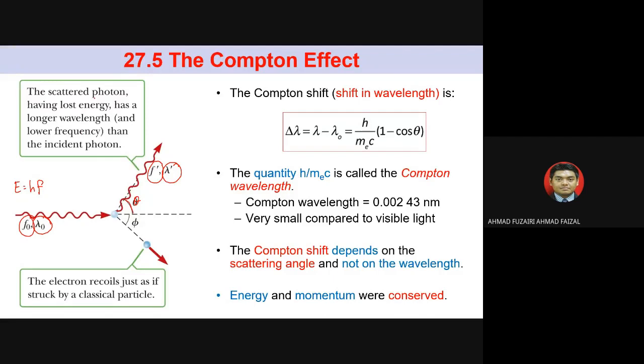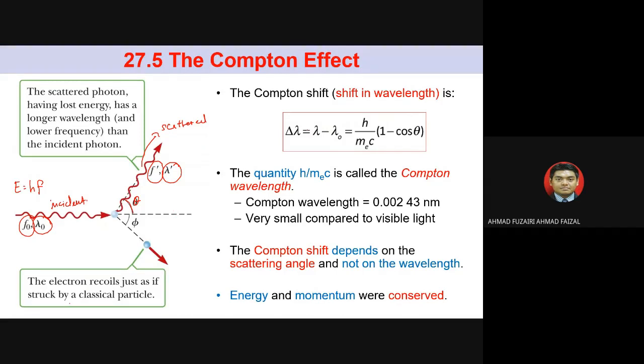The scattered photon, having lost energy, has a longer wavelength and a lower frequency than the incident photon. So this should be the incident, and this should be the scattered photon. The scattered photon has lost energy because some of the energy has been transferred in the collision between the incident photon and the electron. And of course, the electron recoils just as if struck by a classical particle.